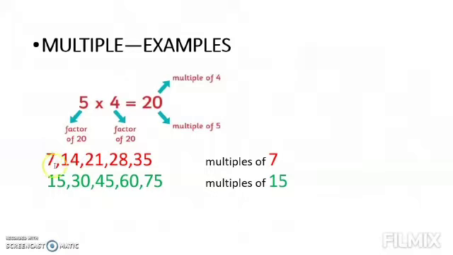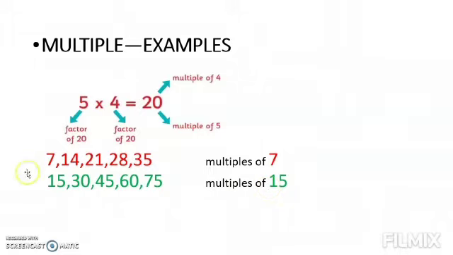Now let us see here. 7, 14, 21, 28, 35. These are all the answers in the table of 7. So these are the multiples of 7. So are there only so many? No, we can find n number of multiples. Similarly here, 15, 30, 45, 60, 75. These are all coming in the table of 15. So these numbers are called the multiples of 15.